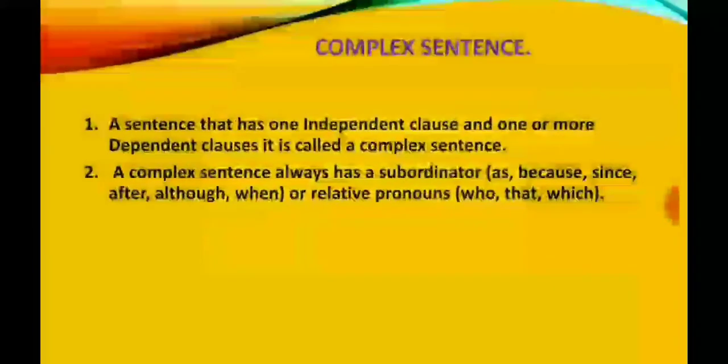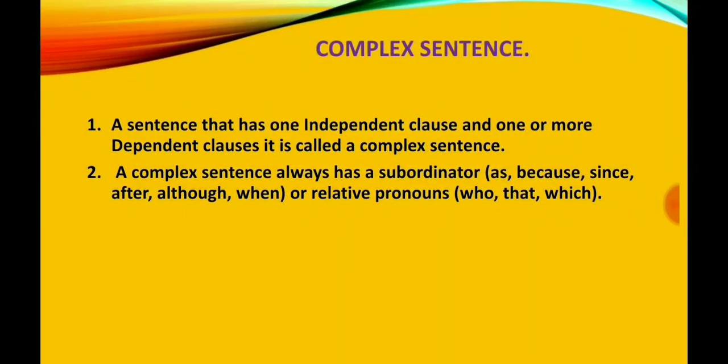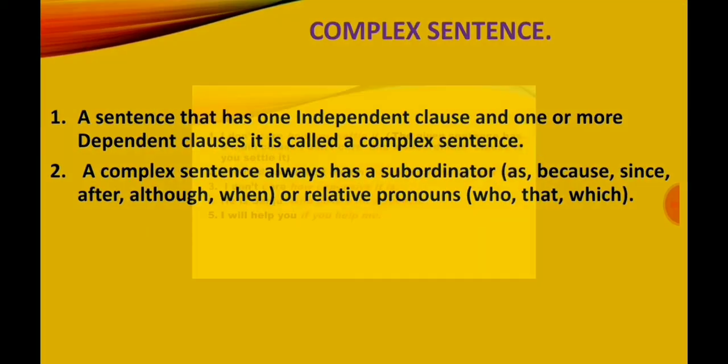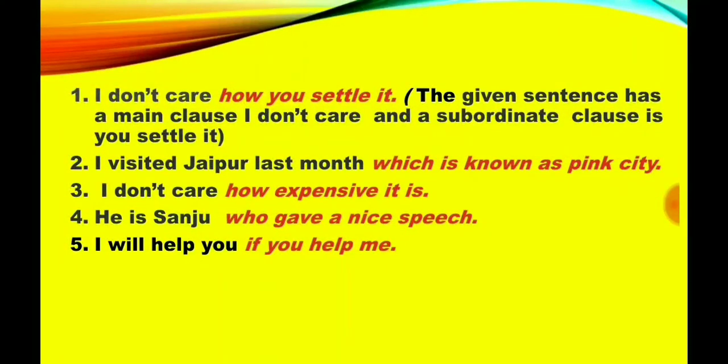Complex sentence. A sentence that has one independent clause and one or more dependent clauses is called a complex sentence. A complex sentence always has a subordinator such as because, since, after, although, when, or relative pronouns who, what, that, which. I don't care how you settle it. The given sentence has a main clause, I don't care, and a subordinate clause, how you settle it. Second example, I visited Jaipur last month, which is known as Pink City.